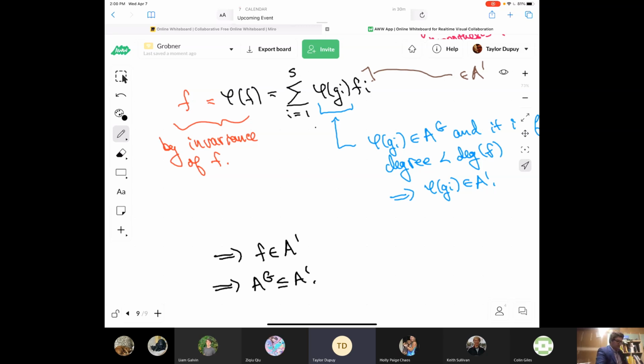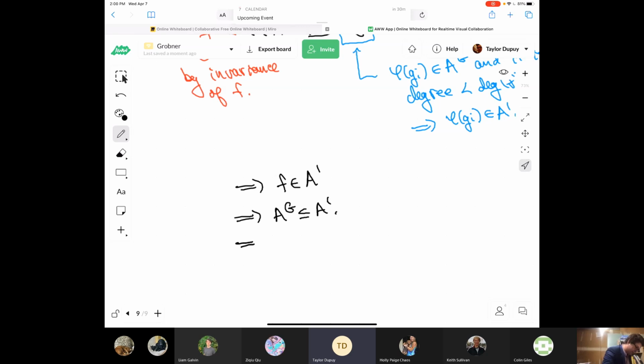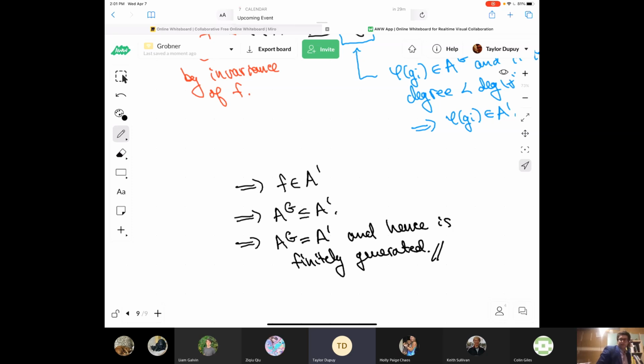Okay, so that proves that A^G is finitely generated. So A^G is equal to A prime, and hence is finitely generated. Okay, so that's the proof of finite generation of the ring of invariants. The crappy part about it is that it doesn't give you the basis, right?